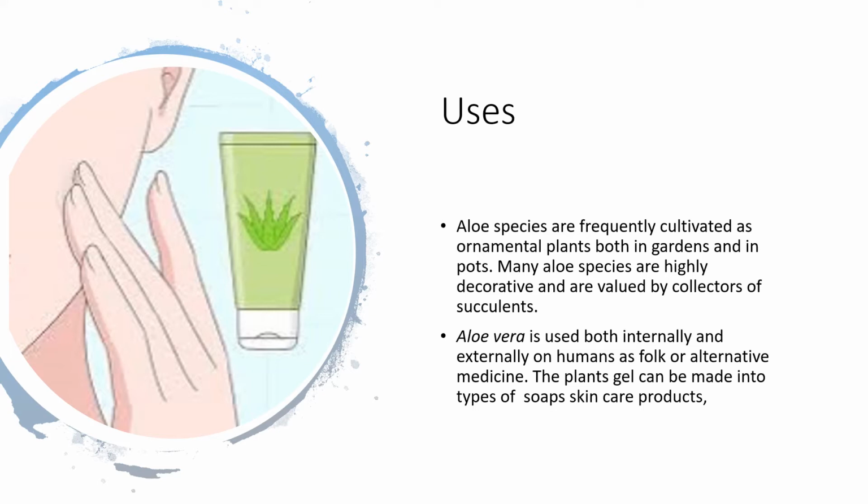Aloe vera is also what most of us have at our homes and what we grew up with. It's used both internally and externally on humans as folk or alternative medicine. We use it quite often for burns. It does cool sunburn and a burn. And the plant's gel can be made into lots of soaps and skin care products, which, if you go to the store, you'll see aloe vera in a lot of products.